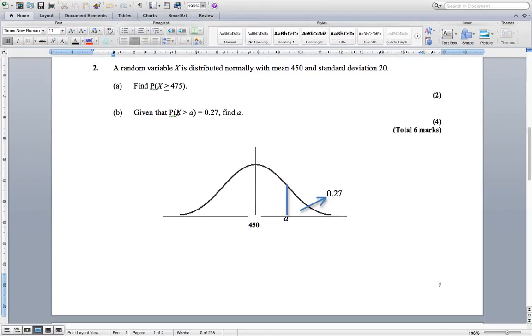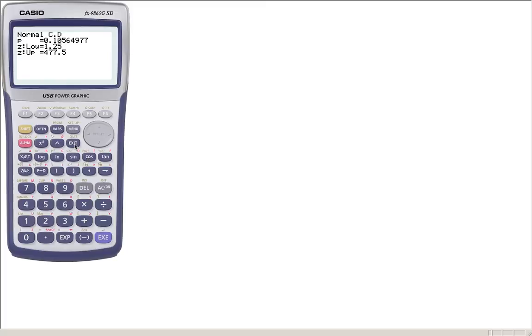Given that P of x greater than a is 0.27, find a. Now here, this area that you see is 0.27. Using this information, I need to find the value of a. Here, I need to use inverse normal because I have the probability and I need to find the value of a. Since we are going to use 0.27, the tail is on the right hand side. So exit, distribution, normal.